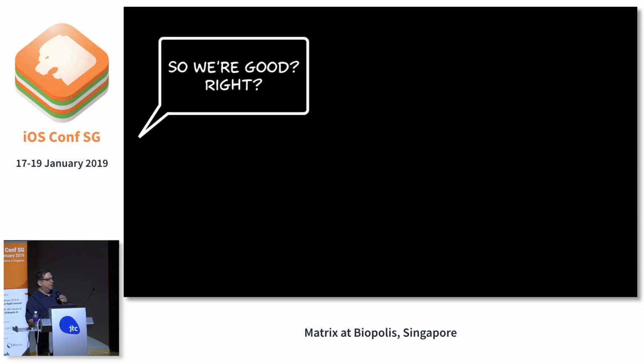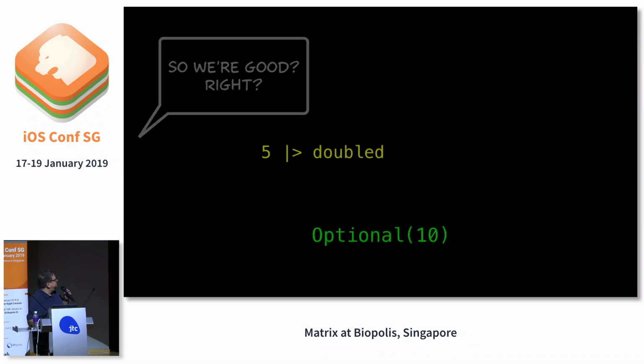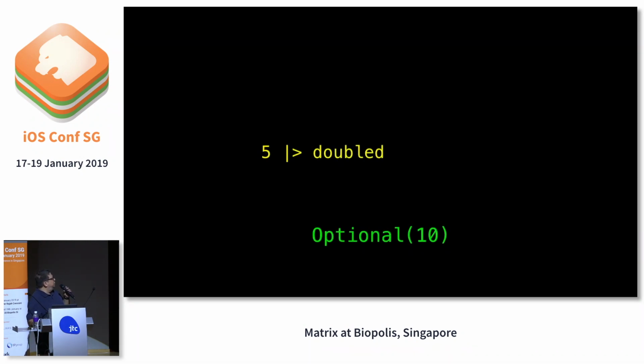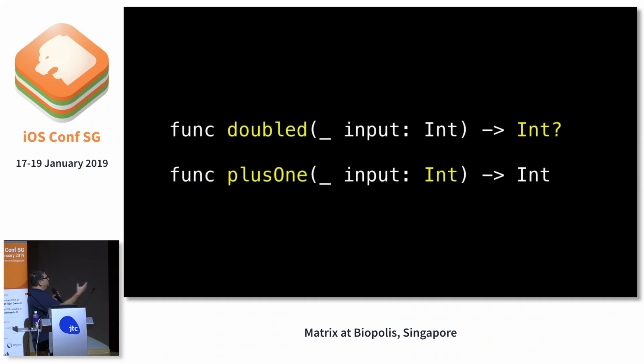There are, of course, problems, or our talk would be done. And that is if I double something and now I try to pipe it into +1, I have an error. And the error is that doubled is giving me back an optional, but +1 is still waiting for an int. And so +1 says these types don't match for me. I can't match up this way.